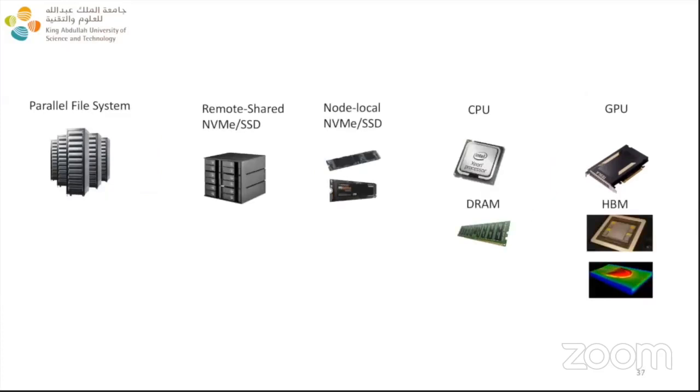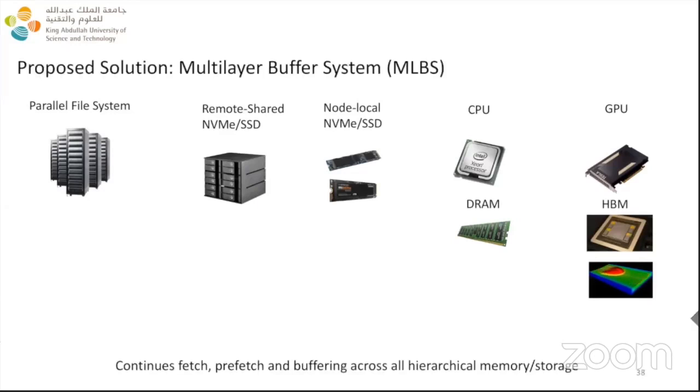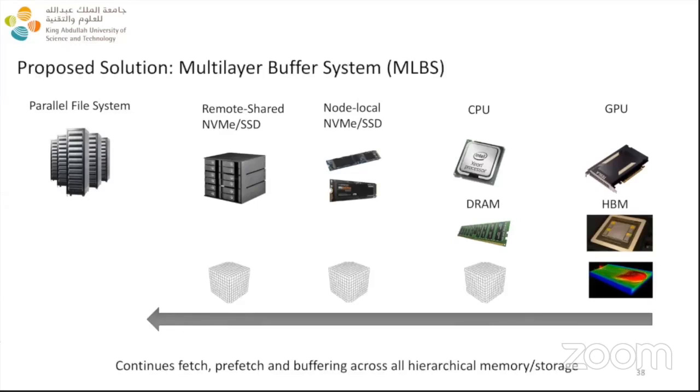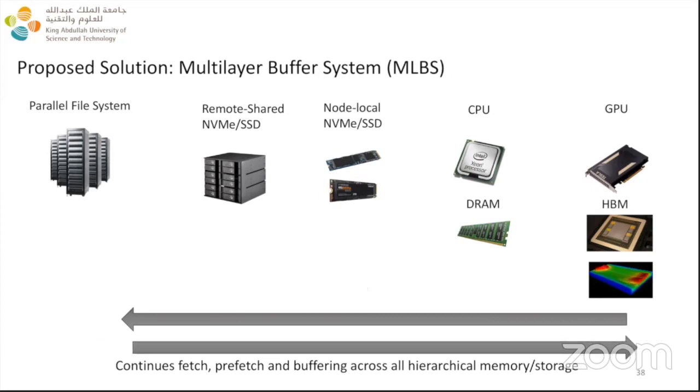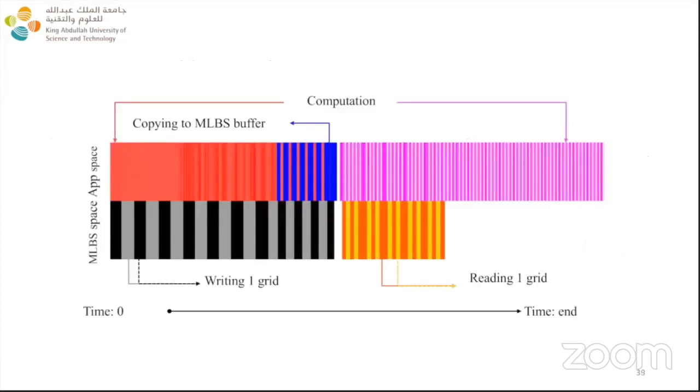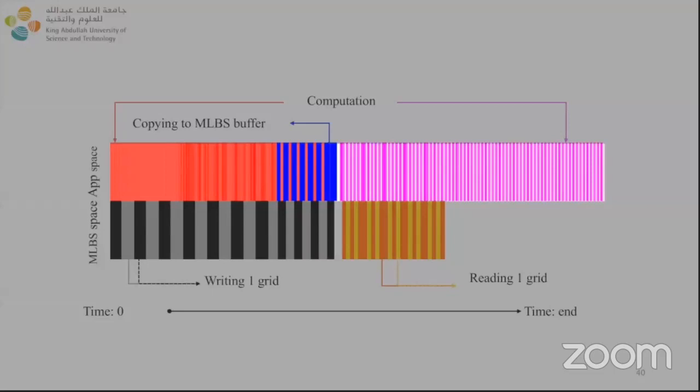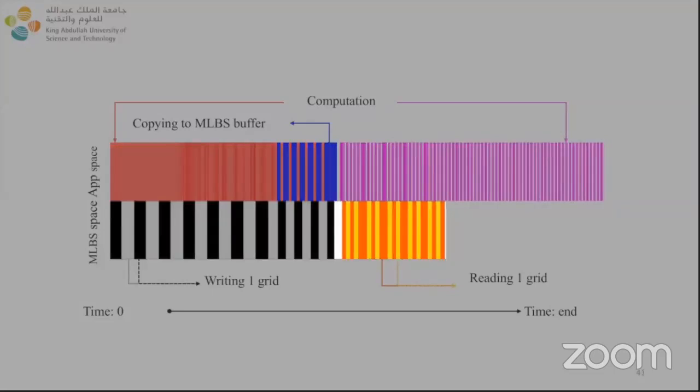The goal of my research is to overlap I/O and compute through continuous pushing and pulling of all of the intermediate snapshots through and across all of the intermediate storage layers without stopping the computation. And in the case of reverse time migration, as you see in this timeline, we want the computation and the I/O to be happening in parallel without affecting one another.